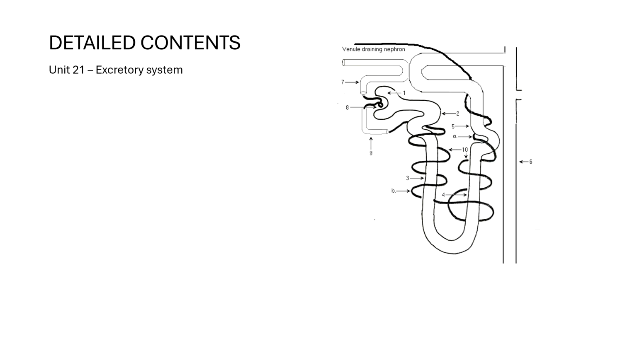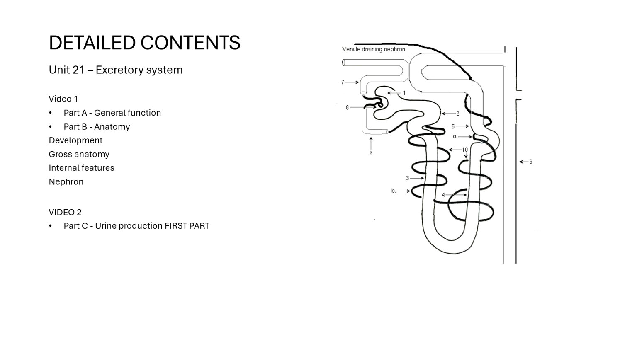Unit 21 covers the excretory system. Video 1 includes Part A, a general function, and Part B, anatomy. Under anatomy, we'll discuss development, gross anatomy, internal features, and some detail of the nephron. Video 2 includes the first part of Part C, urine production, in which we look at the nephron processes and the process of filtration.